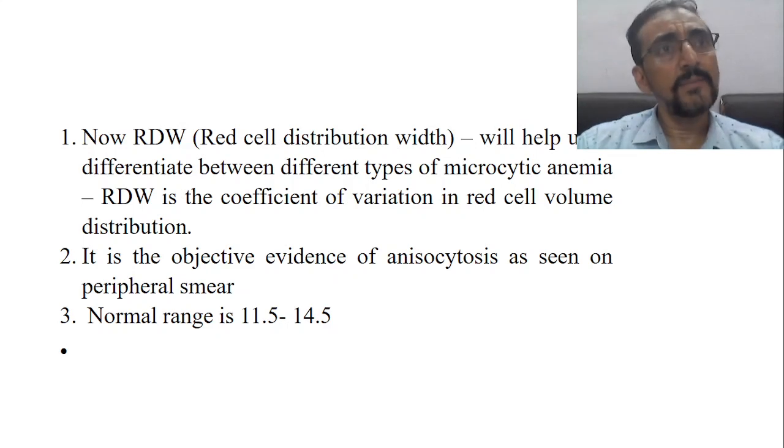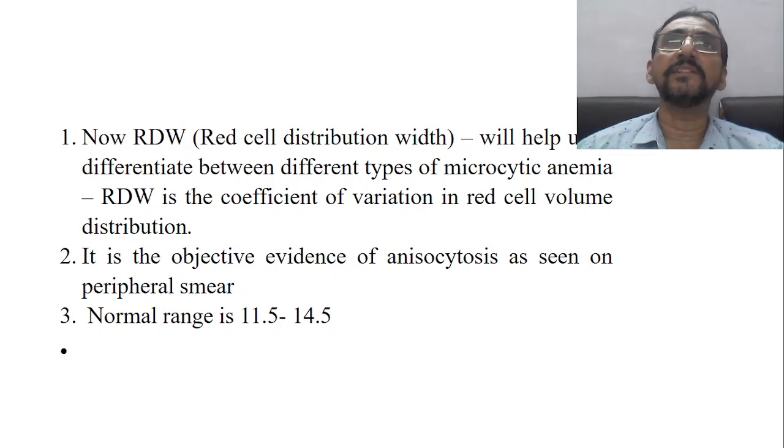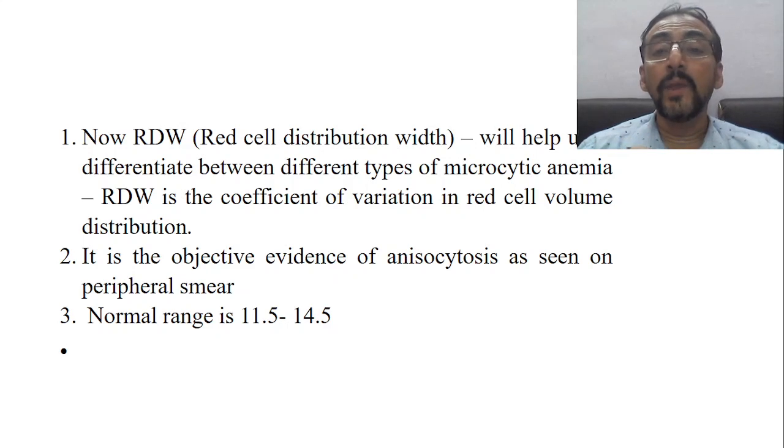तो हम कैसे बोलेंगे कि ये माइक्रोसाइटिक एनीमिया जो है ओनली आयरन डेफिशिएंसी है? So now comes red cell distribution width. Okay, red cell distribution width is a coefficient of variation in the red cell volume distribution. In a given sample, how much is the percentage of microcytes, how much is the percentage of macrocytes, how much is the percentage of megalocytes. So this is given by RDW. And it is an objective evidence of anisocytosis.